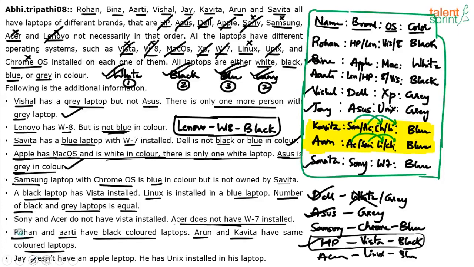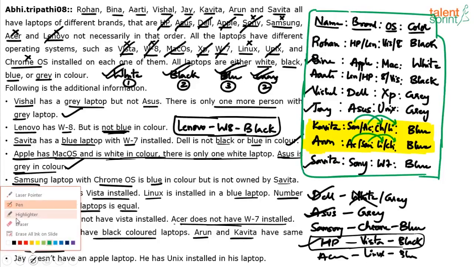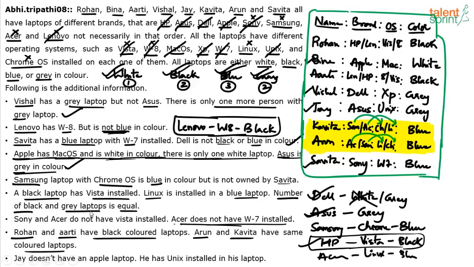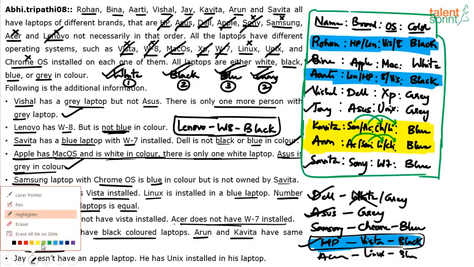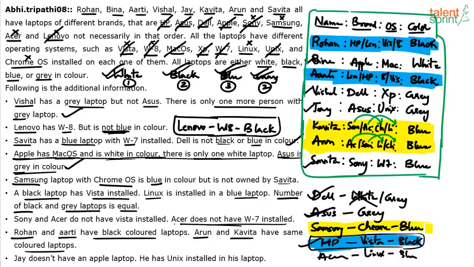Similarly, the other confusion here is between which two persons? Rohan and Aarti. They have got HP, Lenovo versus Vista and Windows 8. Both of them have got black laptops, but if Rohan has got HP, then he will have Vista installed. That is very clear. You see, HP is Vista. And Lenovo will have the other one. Similarly, I think I should highlight this also. Samsung has Chrome, keep that in mind. So whoever has got Samsung will take Chrome, whoever has got HP will take Vista. HP takes Vista, Lenovo takes 8.